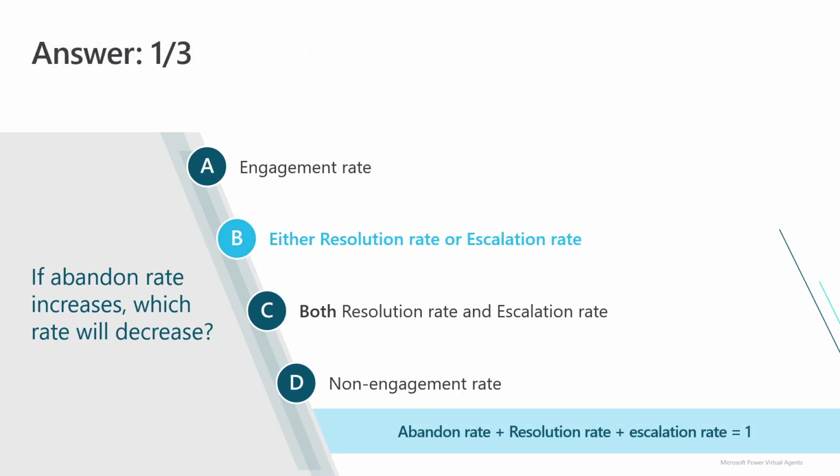And the answer is either resolution rate or escalation rate will reduce, because once something is either abandoned, resolved, or escalated, if it's abandoned, then that's the one for abandon. So therefore that call would have been resolved or escalated if it wasn't abandoned. So that's that answer.